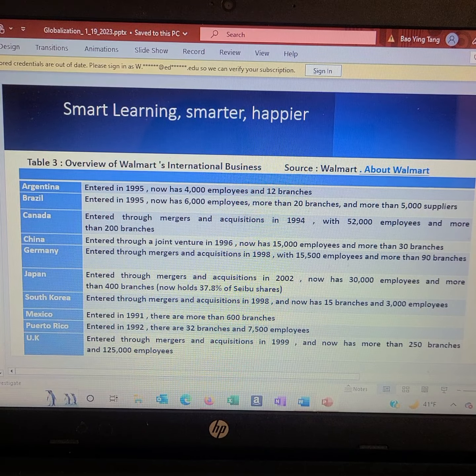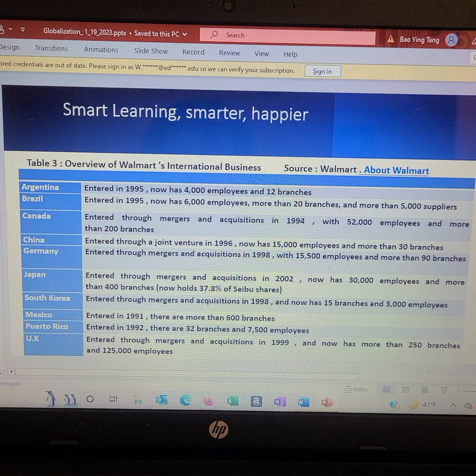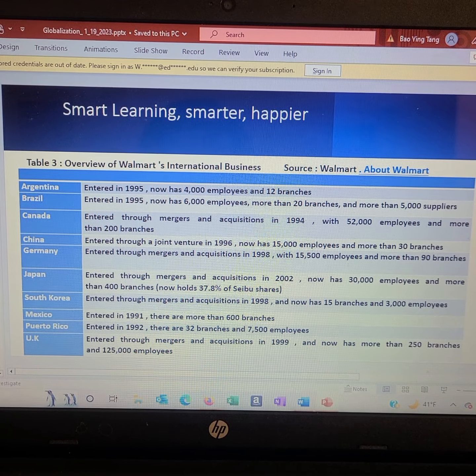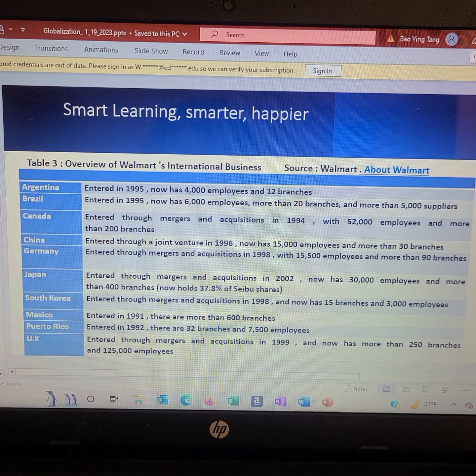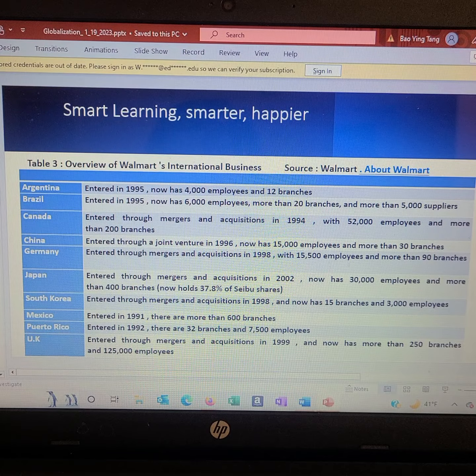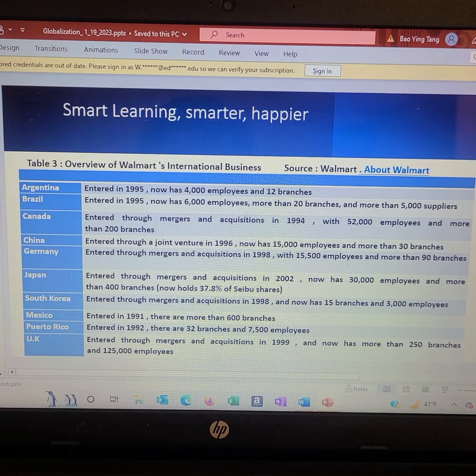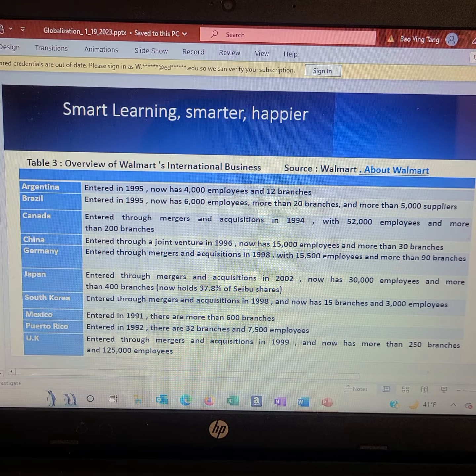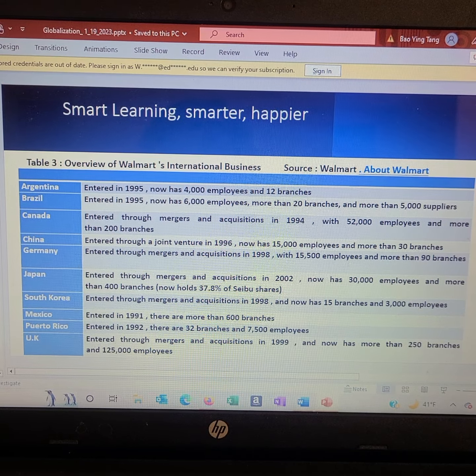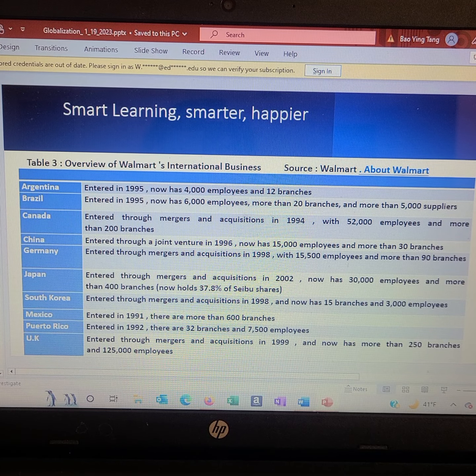For Mexico, it entered the Mexican market in 1991 and there were more than 600 branches. In Puerto Rico, it entered the Puerto Rico market in 1992. There are 32 branches and 7,500 employees. In 1999, it entered the British market through mergers and acquisitions and now has more than 250 branches and 125,000 employees.